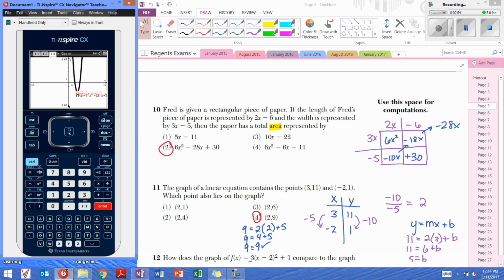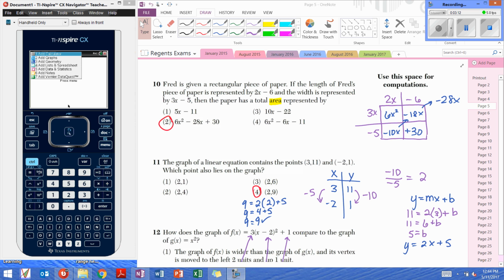If you add them all together, you were close, but not exactly. You found the perimeter, if you added 2 of each, I should say. If you just added 2x minus 6 plus 3x minus 5, you were way off. So if you picked answer choice 1, be real careful. If you picked answer choice 3, you found perimeter.